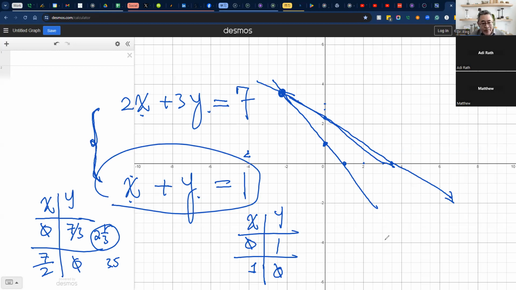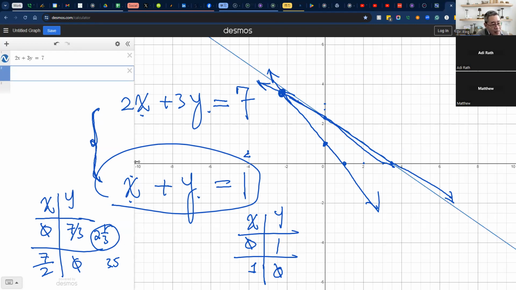Okay, so now I'm going to use this program to help me, because it's very hard to graph it accurately. You can just type the equation here. So you can say 2x plus 3y equals 7, and x plus y equals 1. Look at that, so I'm off. The point should be somewhere here.